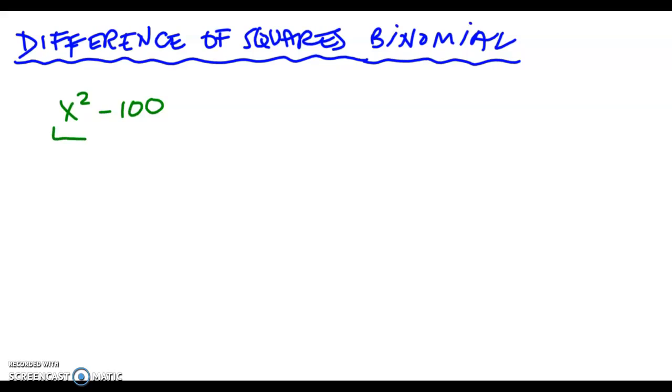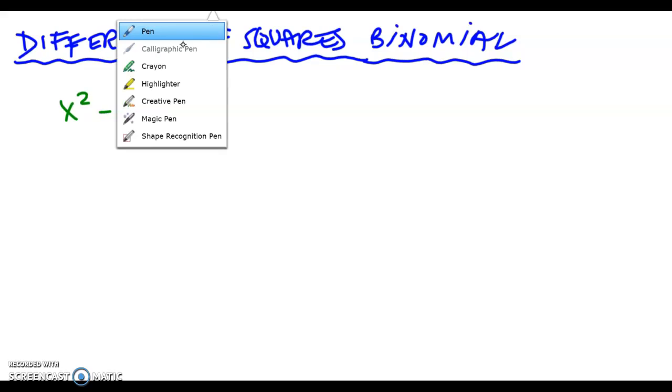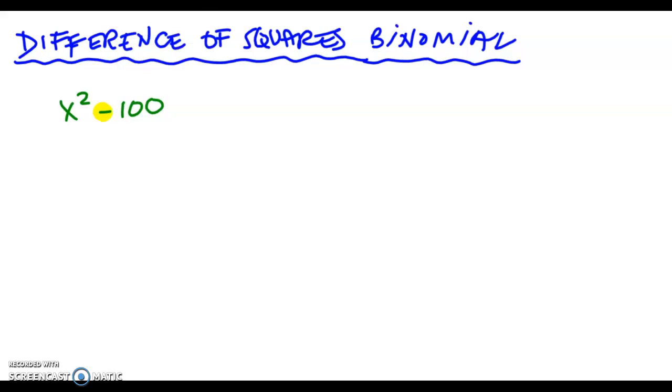This is the first term, second term. Okay, two terms. And it has a difference. Right here is the difference, the subtract sign. Now, you are going to see two-termed binomials with a plus sign. That does not apply to how to factor differences of squares. There absolutely has to be a subtract sign in there.